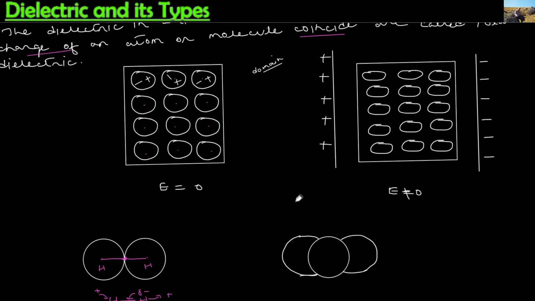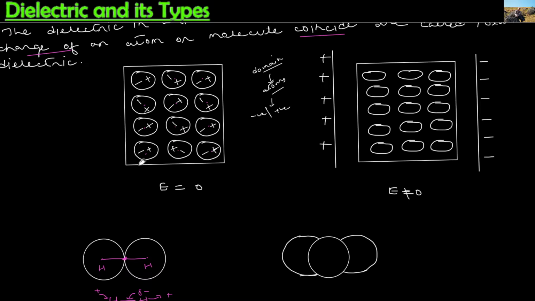Besides that, there will be positive and negative charges due to the domains, or due to the individual atoms. Domains are nothing but individual atoms. We will have negative charge as well as positive charge, likewise positive and negative, negative and positive, and so on and so forth. So all these will form our domain.